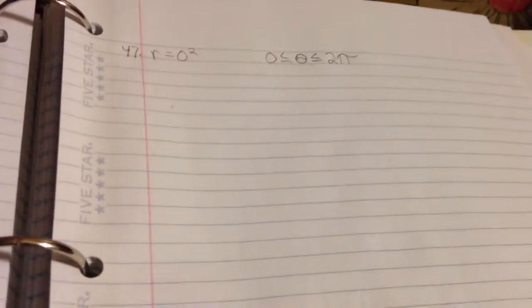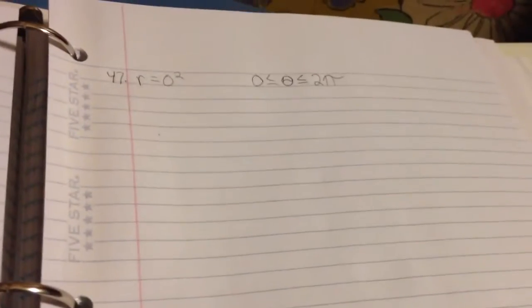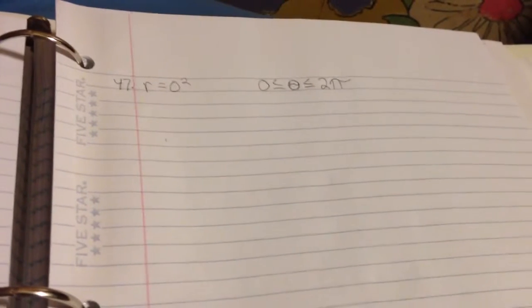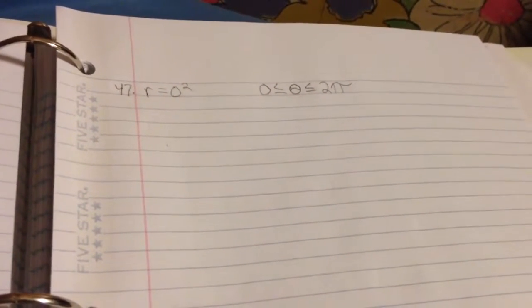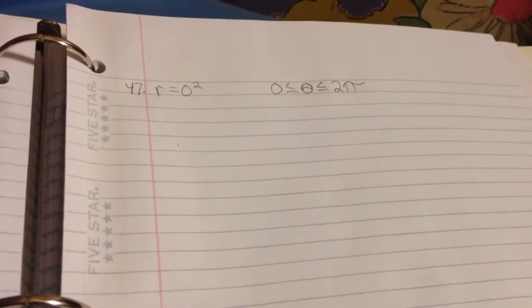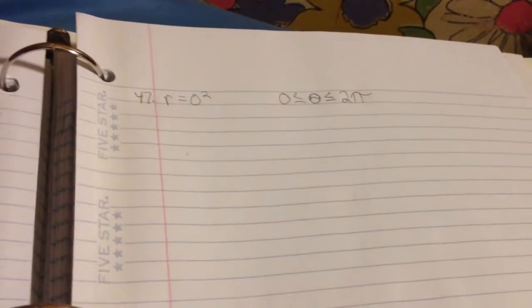Alright, because you asked for it and I got nothing else going on right now, here's a step-by-step solution for number 47. We have to find the exact arc length of the curve for r equals theta squared, between 0 and 2 pi.